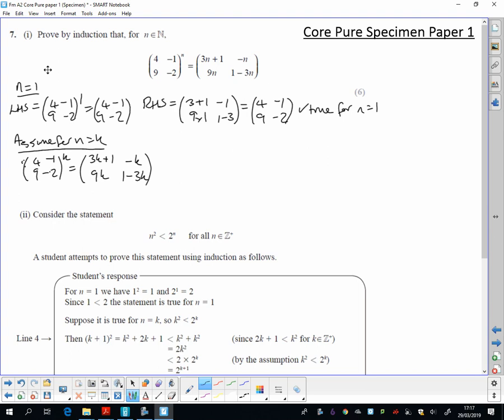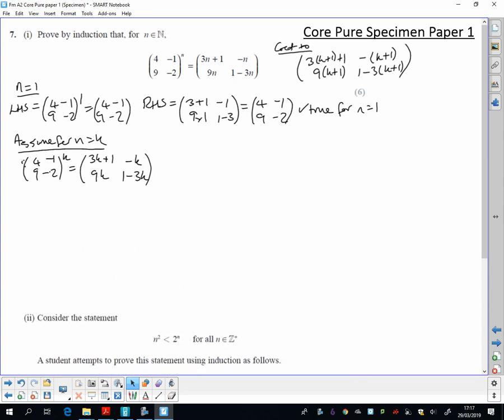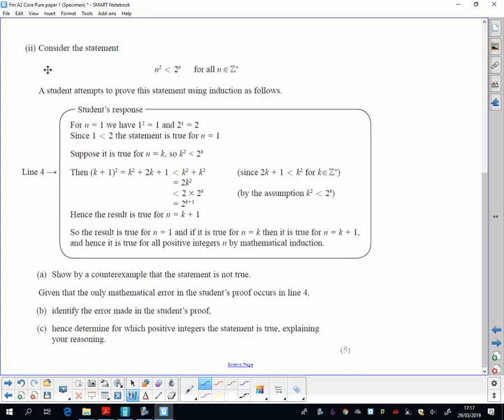Okay, now it's always worth having a little aside, thinking where am I trying to get to in my proof. So I need 3 times k plus 1 plus 1, 9 times k plus 1, negative k plus 1, 1 minus 3, k plus 1. Okay, so then we're going to go for n equals k plus 1.